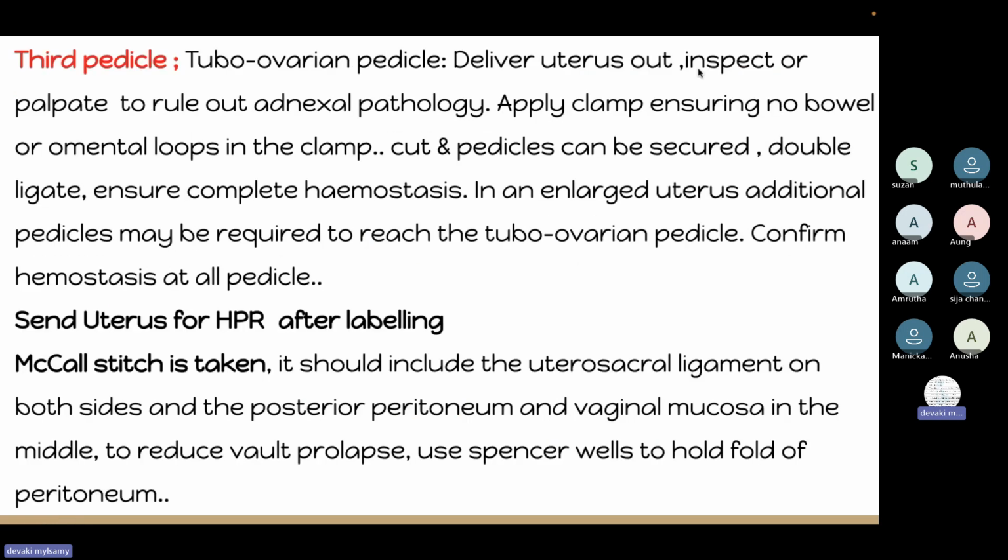Now your third clamp will be the tubo-ovarian pedicle. Deliver the uterus out. Unless you deliver your uterus out, you will not be able to apply this tubo-ovarian pedicle. Palpate whether there is any adnexal pathology. Apply clamp ensuring no bowel or omental loops are involved in the clamp. Cut the pedicle, which can be secured. Double ligate. Ensure complete hemostasis here again.